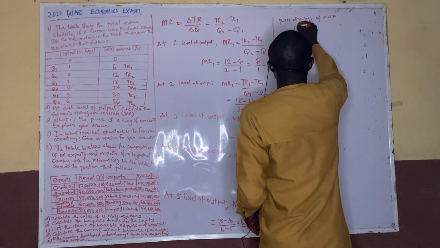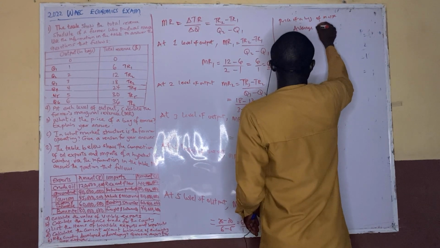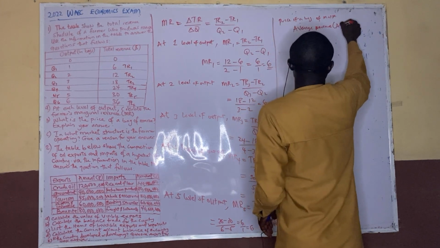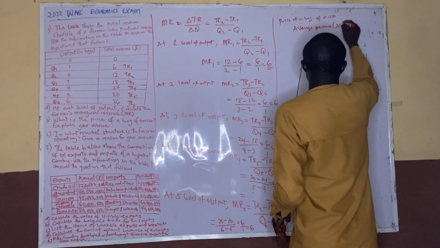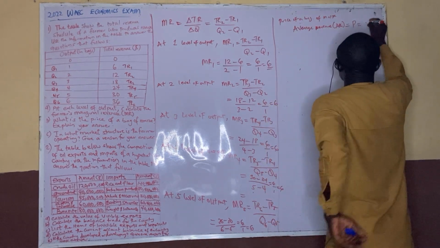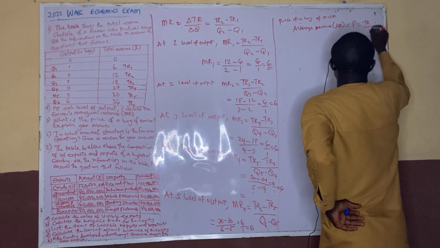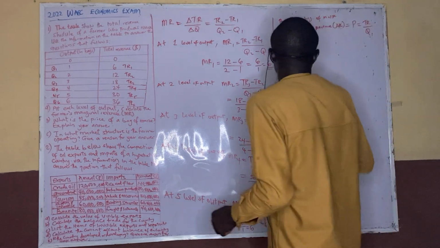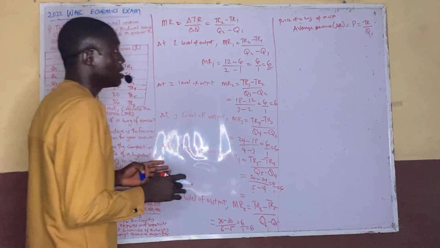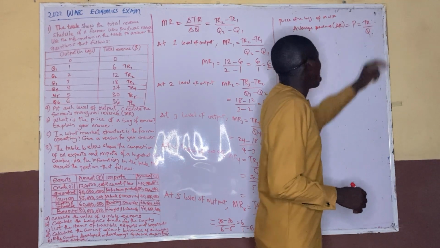the price is said as the average revenue. Our average revenue, which is AR, is said as price equal to total revenue divided by output. You can take the average revenue to be the same as price, which is the same as total revenue all over the output.